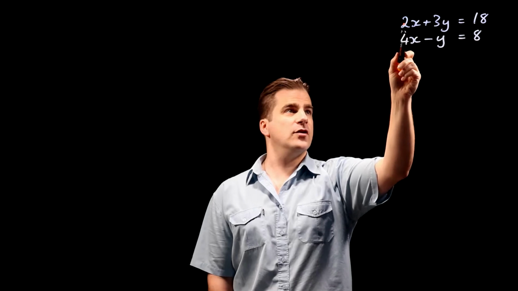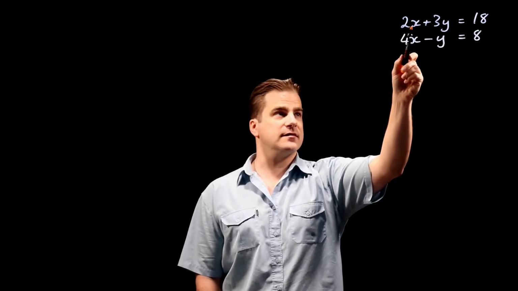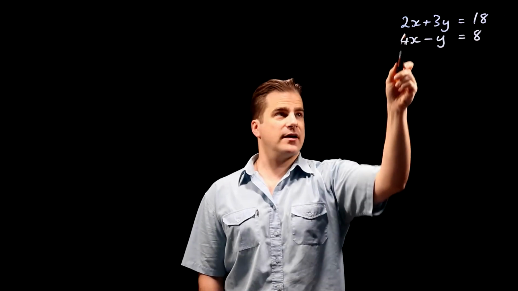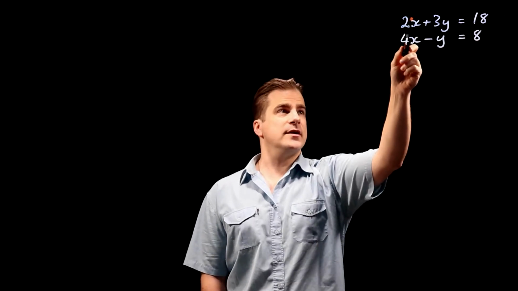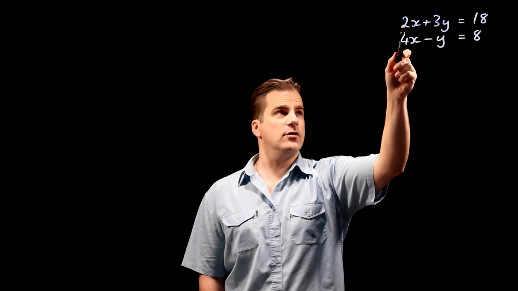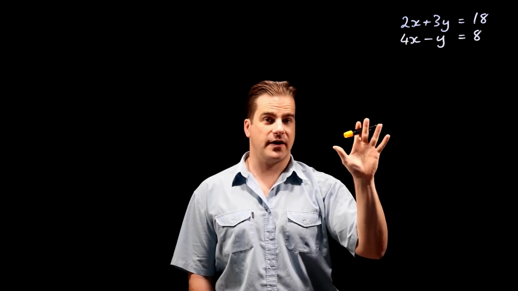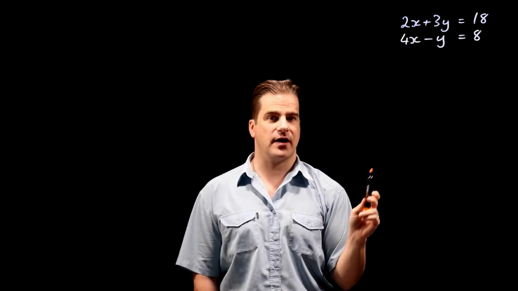At the moment, there's a 2 in front of that x. There are two x's there, and there are four x's here. But we want the same number of x's in both. So if we can convert this 2 into a 4, we've then got four x's in both equations. That's our first objective, get the same number of x's.